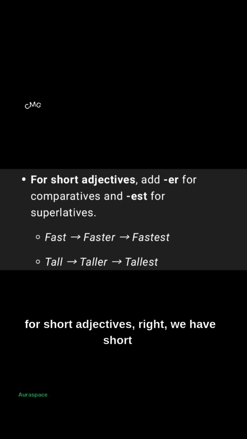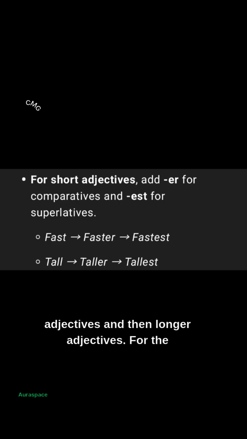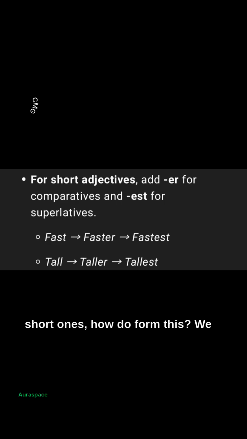Now, for short adjectives, we have short adjectives and then longer adjectives. For the short ones, how do you form this? We add ER for comparatives and then EST for the superlatives. Examples would be fast, that's the positive, faster, the comparative, fastest, the superlative. Now we have tall, taller, tallest.